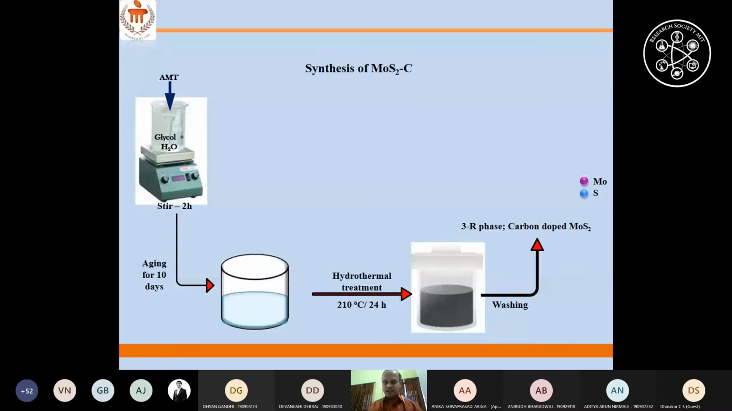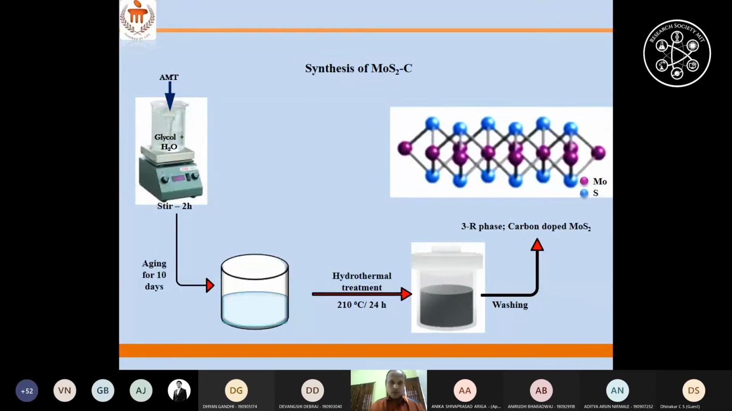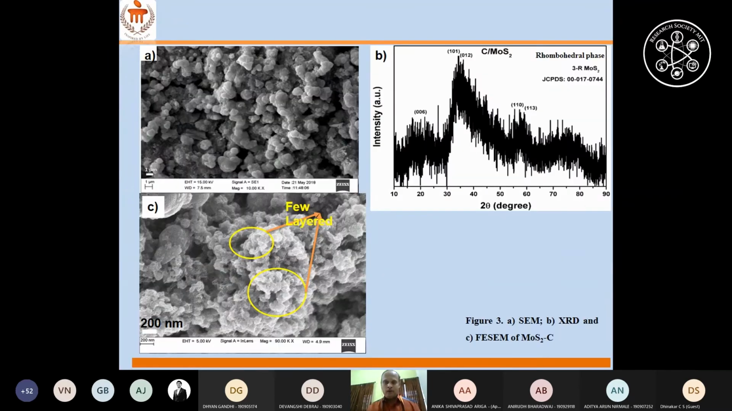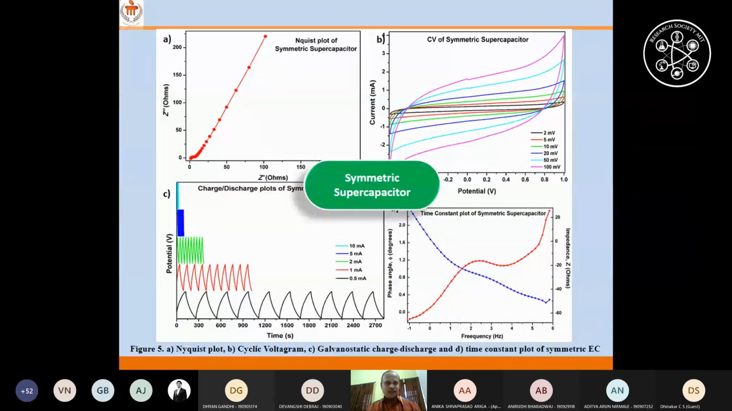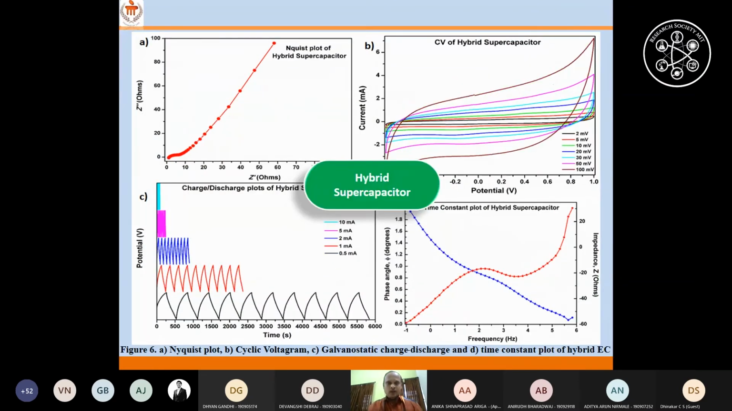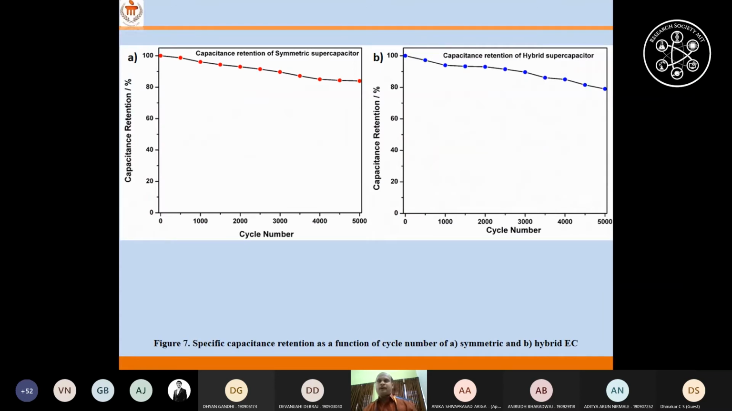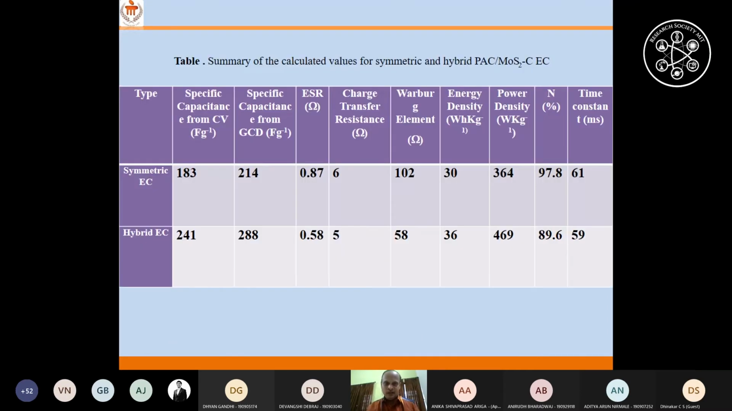Then synthesis of the metal sulfide for the hydrogen production. This is using a precipitation method and hydrothermal method. We synthesized a carbon doped molybdenum sulfide. Okay, and that we have confirmed with SEM and XRD. Thereafter we did supercapacitor studies, and of course that I already discussed. I am not interested to come again. Then two different types: symmetrical supercapacitor and hybrid capacitor. Hybrid means one side carbon and one side metal sulfide. Symmetrical means both sides carbon or both sides metal sulfide. Both reactions we did and we gave the relation.